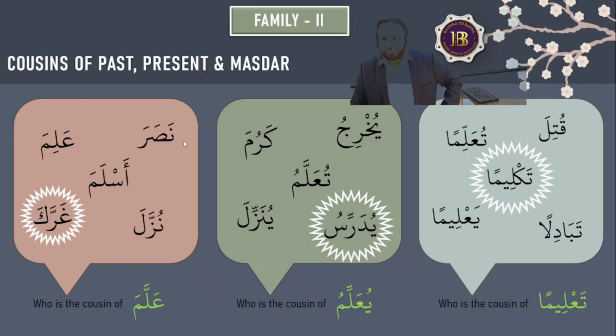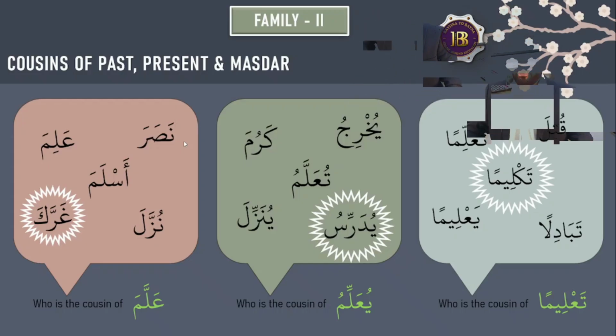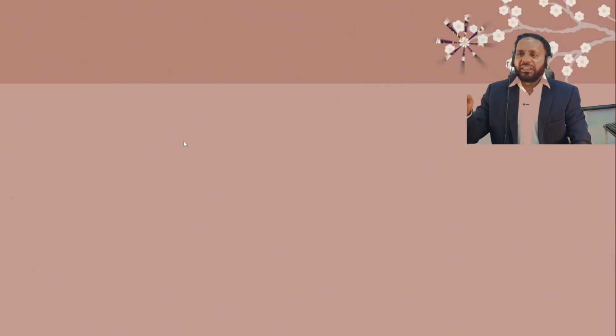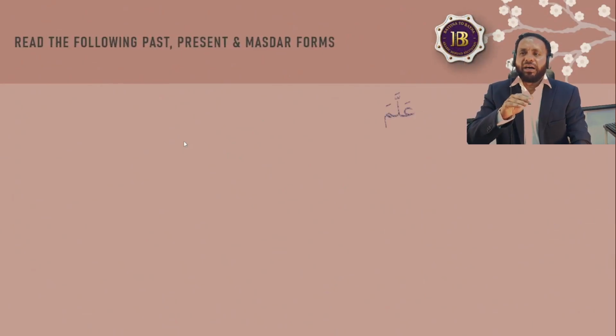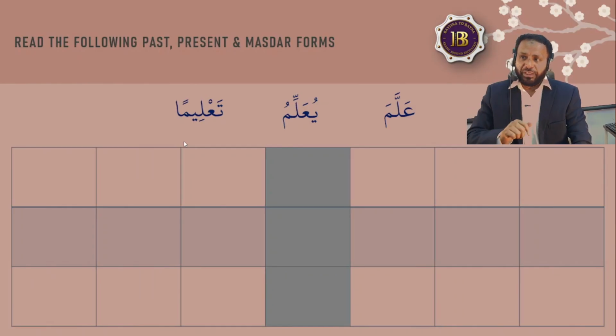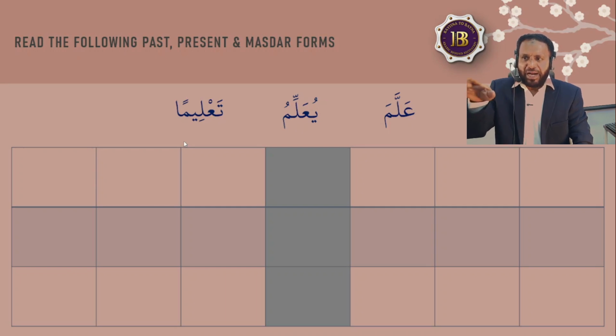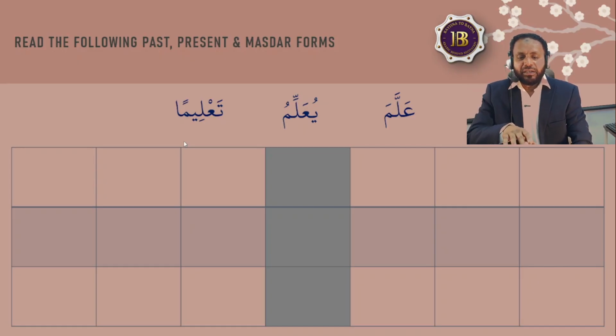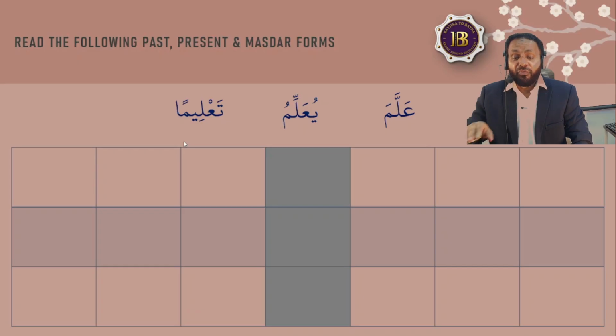Okay? Fine. So this is what this is all about. Now remember that these are the three members of this fa'ala family or allama family. Allama, yuallimu, ta'liman. Once you understand and master these patterns, you can even read Arabic without the diacritics, without the accent, without the harkat.